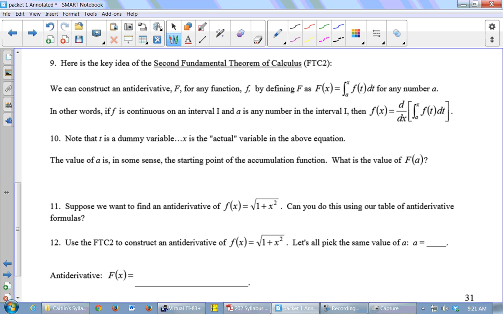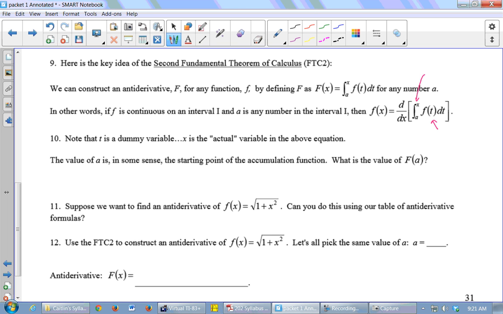So t is a dummy variable, x is the actual variable in this function f of x, because that's the number that we were changing. So we were doing, for example, negative 4 to negative 3, negative 4 to negative 2, negative 4 to negative 1, negative 4 to 0. So the x is the thing that's changing. This is just a dummy variable that represents the curve f of t. We can't use x for both of them because it means two different things. So we use a t instead there.